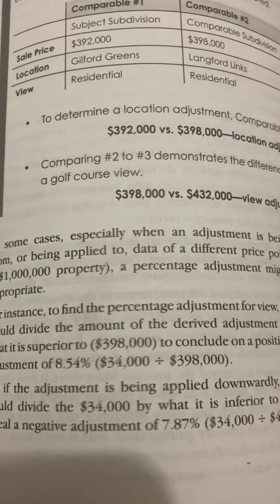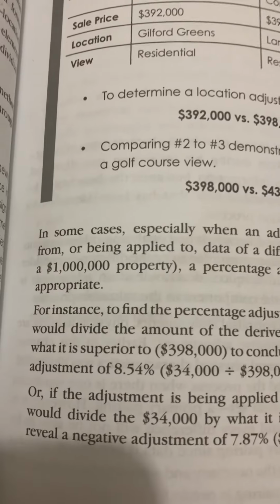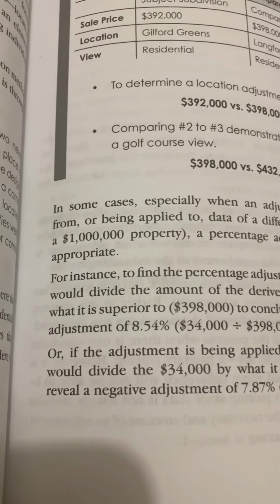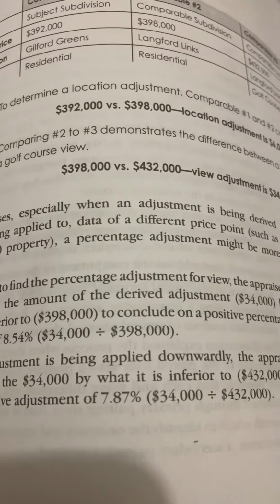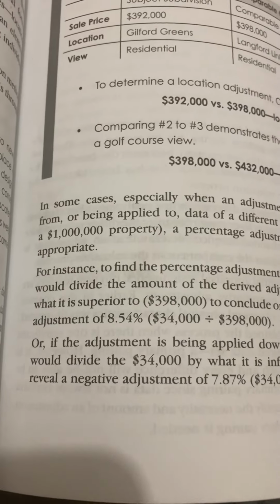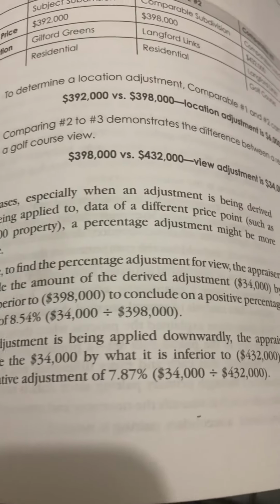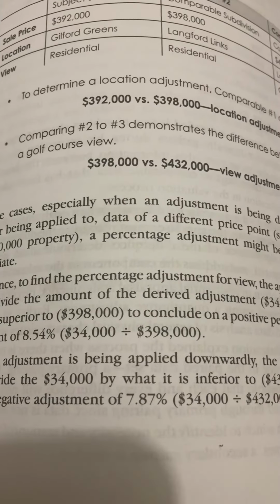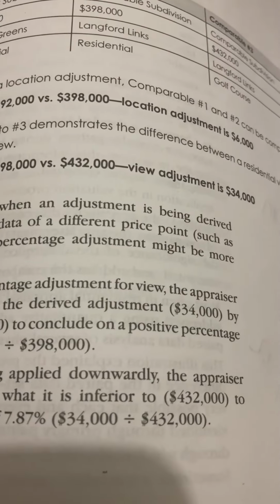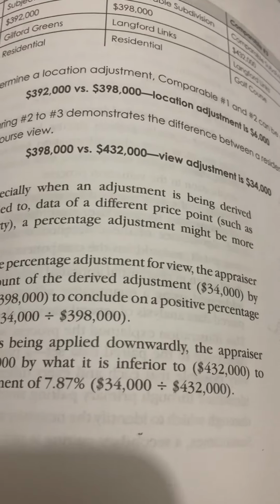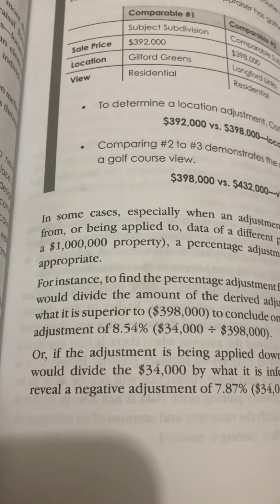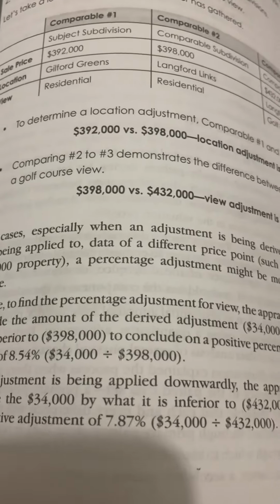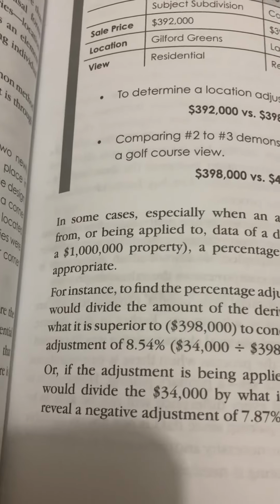In some cases, especially when an adjustment is being derived from or being applied to data of a different price point, such as a $1 million property, a percentage adjustment might be more appropriate. For instance, to find the percentage adjustment for a view, the appraiser would divide the amount of the derived adjustment, $34,000, that's the view, by what it is superior to, $398,000.